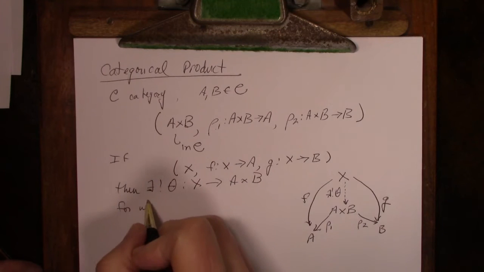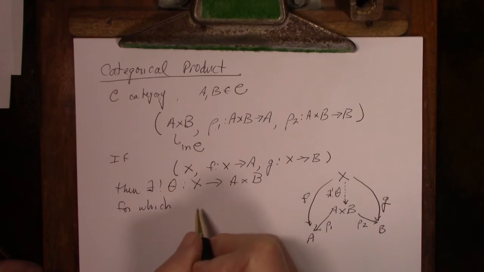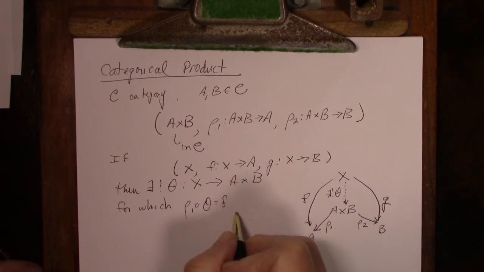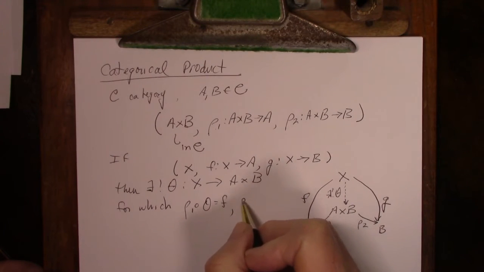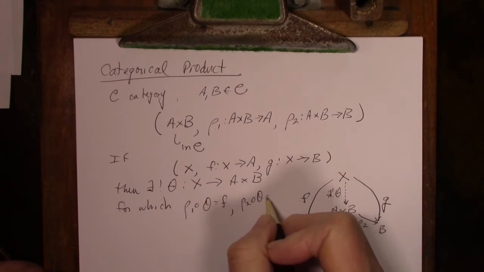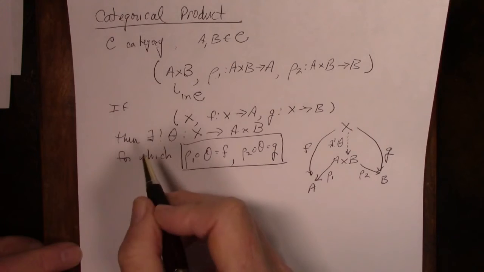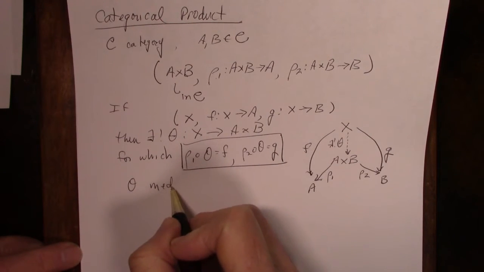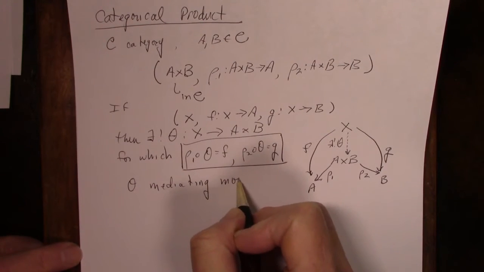So if we take theta then rho 1, we get F, and if we take theta then rho 2, we get G. Theta is called a mediating morphism.